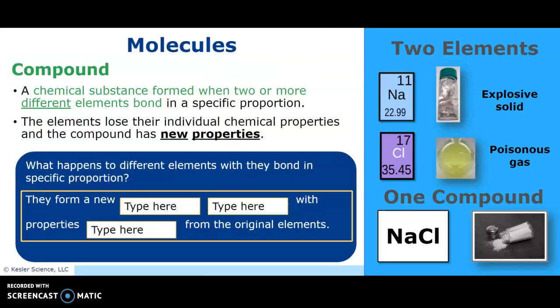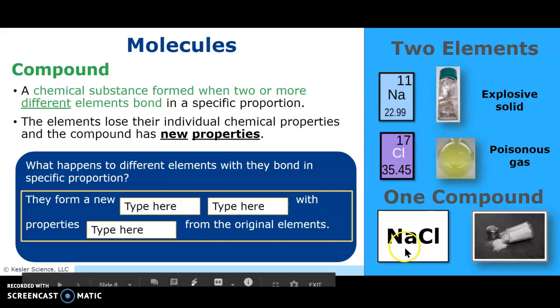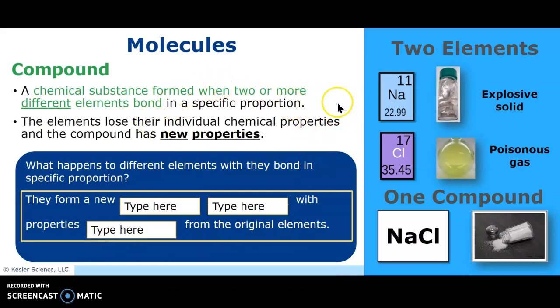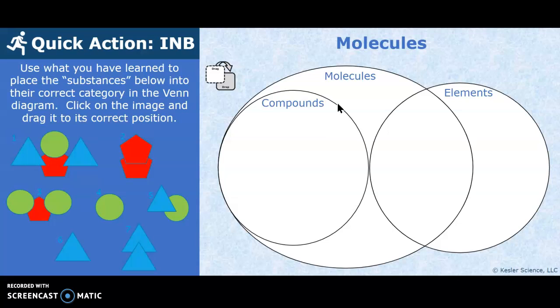Okay, so compounds. We can look at different elements. We have sodium and chlorine. Sodium is an explosive solid. Chlorine is a poisonous gas when they're by themselves, but when they chemically combine, they become sodium chloride, which we commonly call salt. So answer this question from this slide, please.